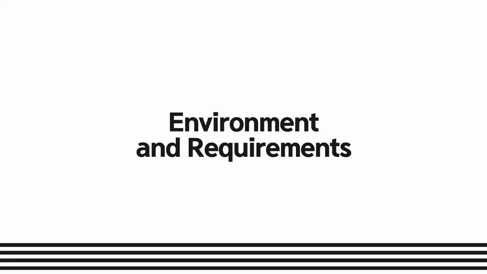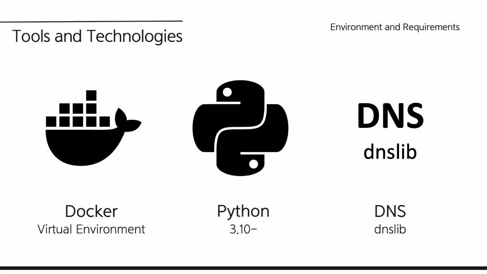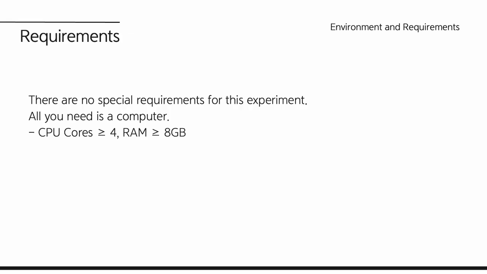Environment and requirements. For this project, we used several tools and technologies. We set up DNS servers and an attacker server, and used Docker to create the resolver and name server containers. The experiment runs on Python 3.10 or higher, and we used dnslib, a Python library for handling DNS packets. For hardware requirements, we recommend at least 4 CPU cores and 8 GB of RAM to run the experiment smoothly.